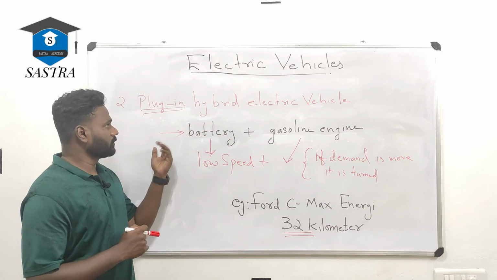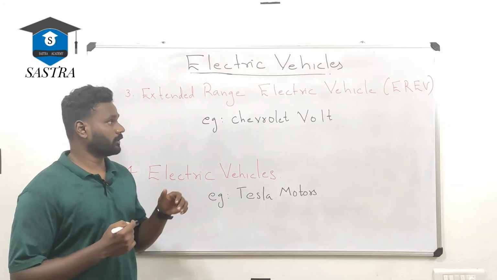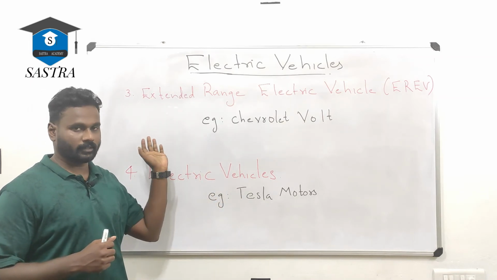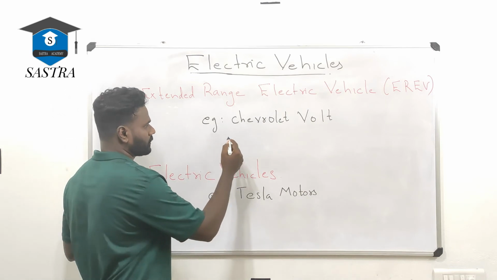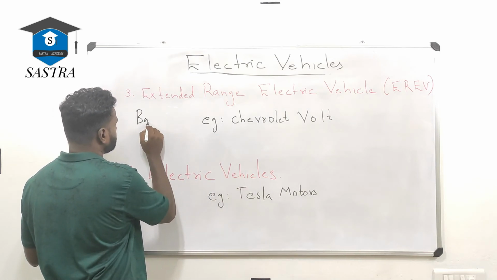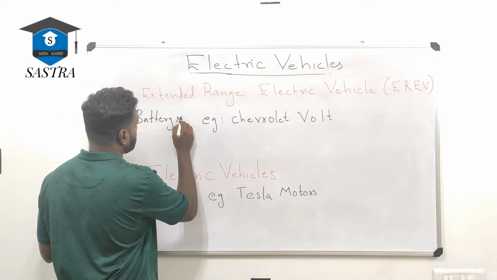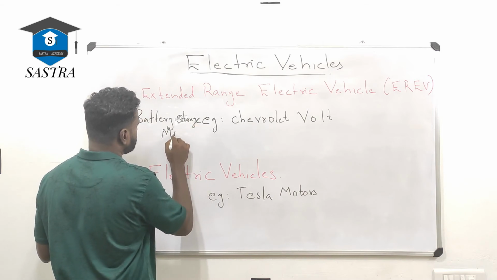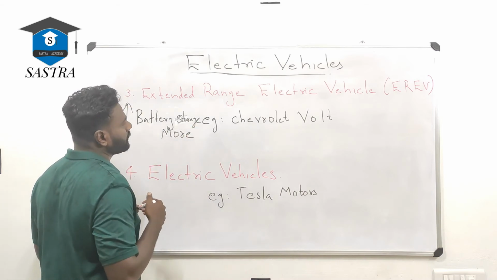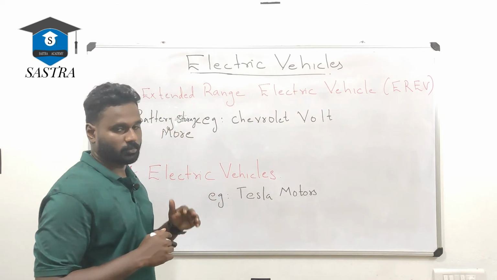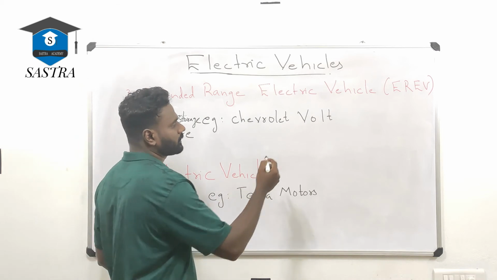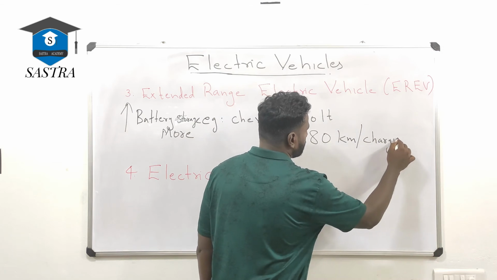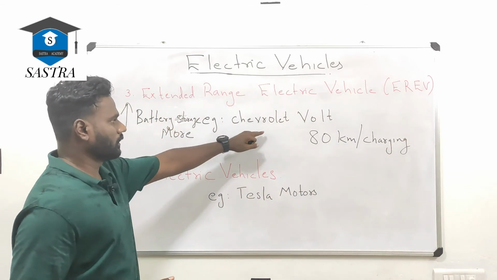Okay. Next we are going to see the third type of electric vehicle, the third classification, that is the extended range electric vehicle. This is the same as the earlier one, the second one, the plug-in hybrid electric vehicle. The only difference is that battery storage is more here. So the battery storage is more and it can be used for a long time. That is, the range is 80 kilometers per charging. Okay, this is the difference. Example is the Chevrolet Volt.